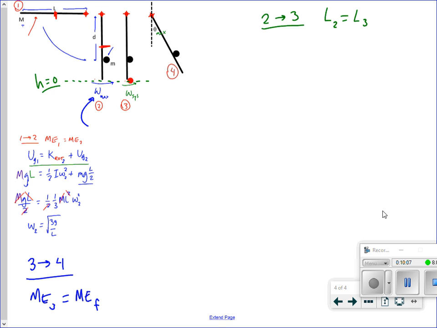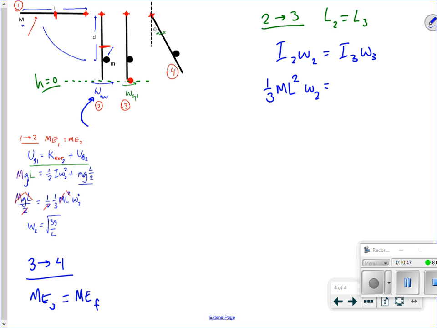Instant 2 to instant 3, we said, is a conservation of angular momentum, right? Which says L2 is the angular momentum of that rod, that physical pendulum, just before it contacts the mass. Well, that's going to be I2 omega 2. And afterwards, we can say I3 omega 3. Now, this I2 is 1/3 M L squared, times omega 2.